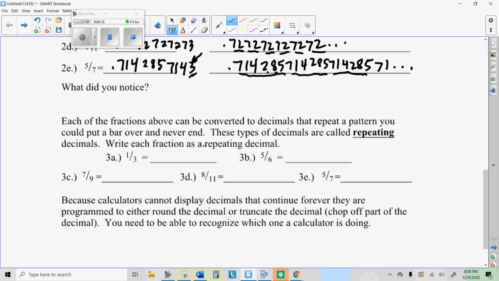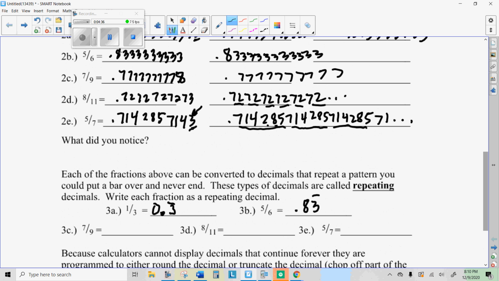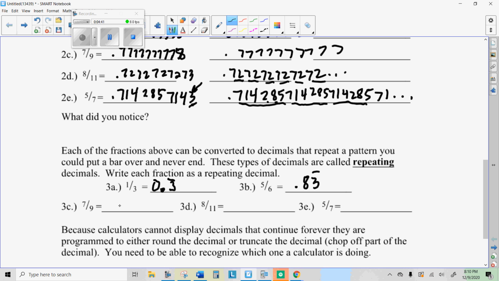So when we get this, we're going to actually use this little bar to represent that, so we don't have to write all those digits out. This means when you put a bar over it that that 3 keeps repeating. But you remember in that number that the 8 doesn't repeat. Okay, and this one, the 7 keeps repeating. Go ahead and do the last two for me. And that's what they look like with the repeating bar above them.